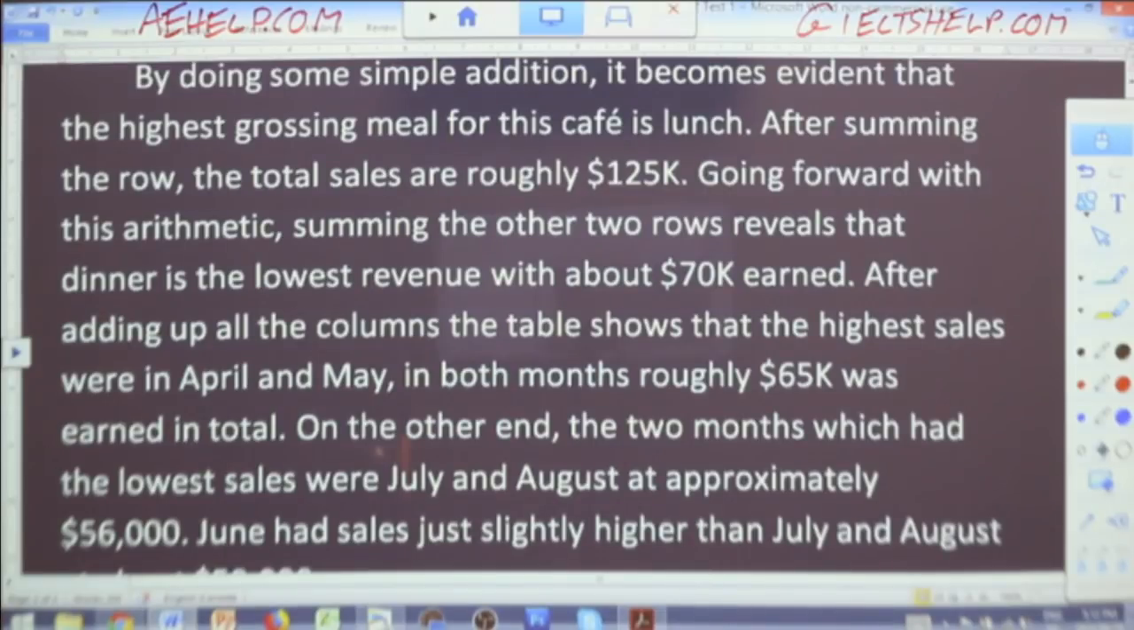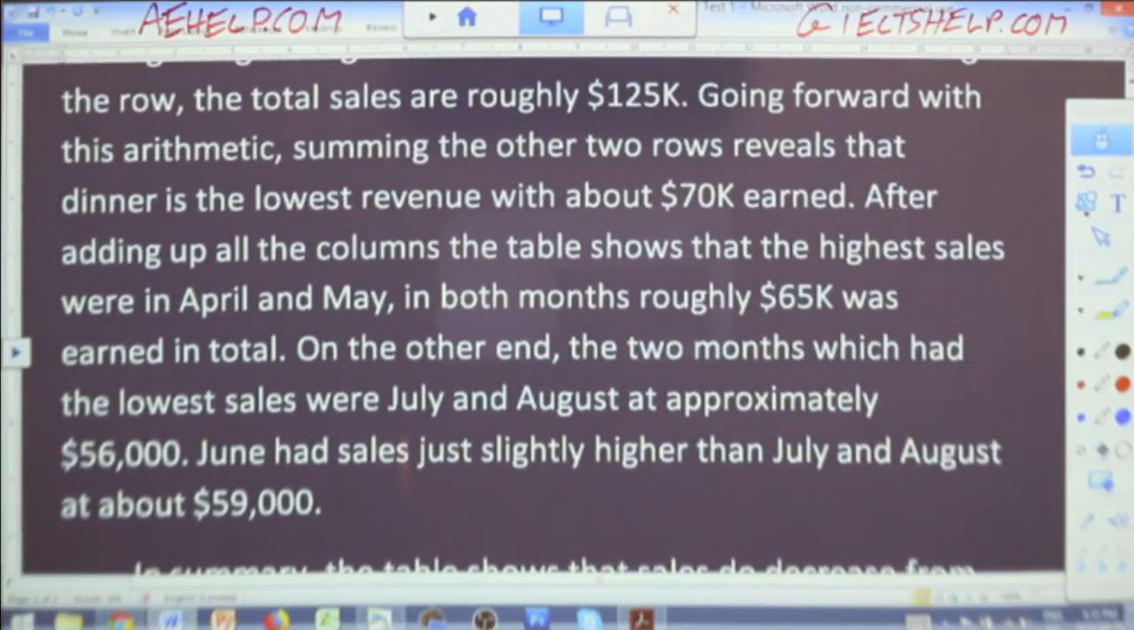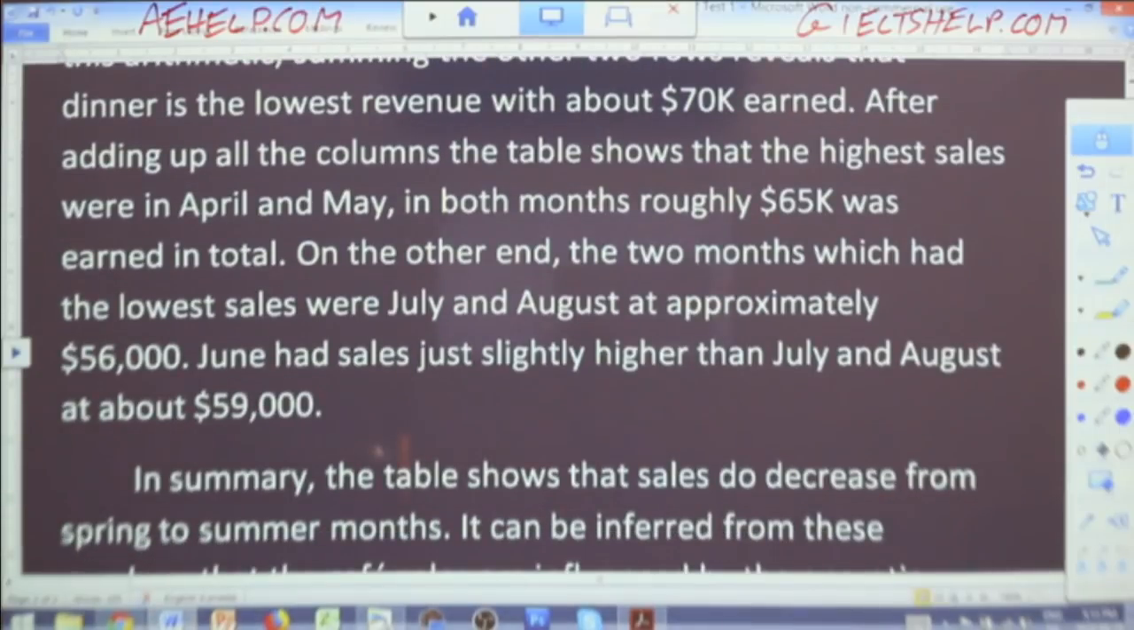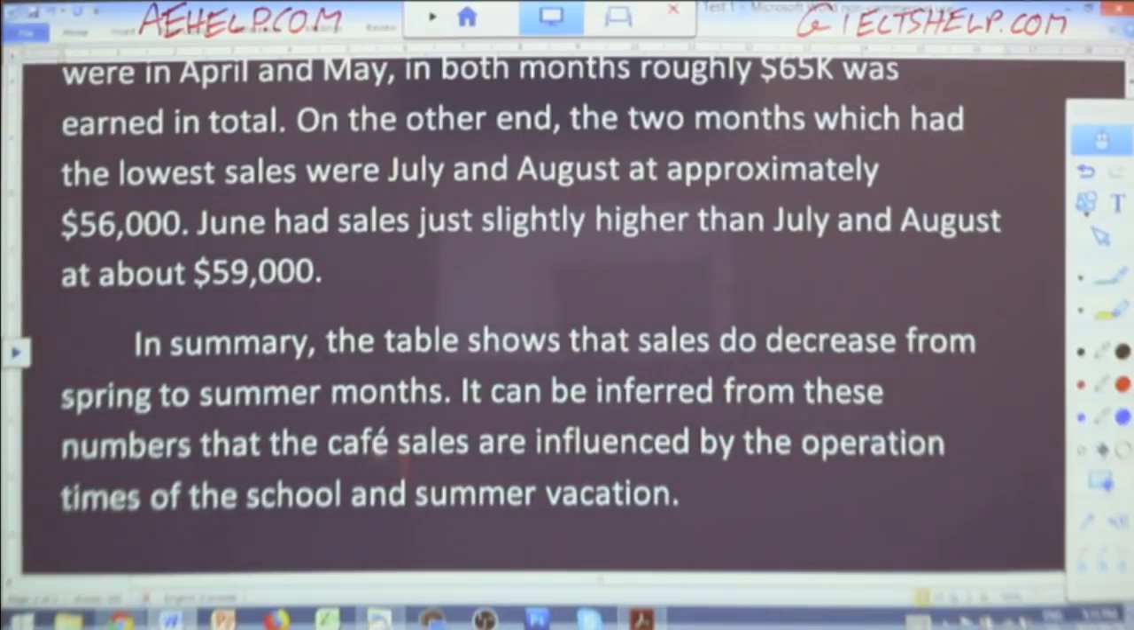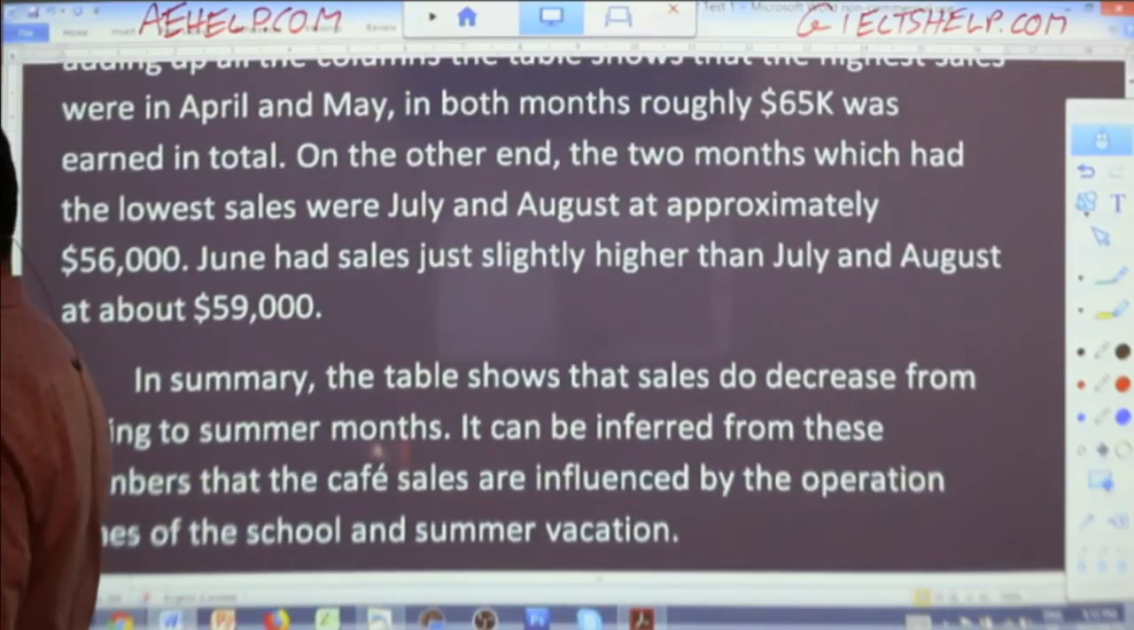earned. After adding up all the columns, the table shows that the highest sales were in April and May. In both months, roughly $65,000 was earned in total. On the other hand, the 2 months which had the lowest sales were July and August at approximately $56,000. June had sales just slightly higher than July and August at about $59,000. In summary, the table shows that the sales do decrease from spring to summer months. It can be inferred from these numbers that the cafe sales are influenced by the operation times of the school and summer vacation. All right, let's do a quick word count, see how we did.